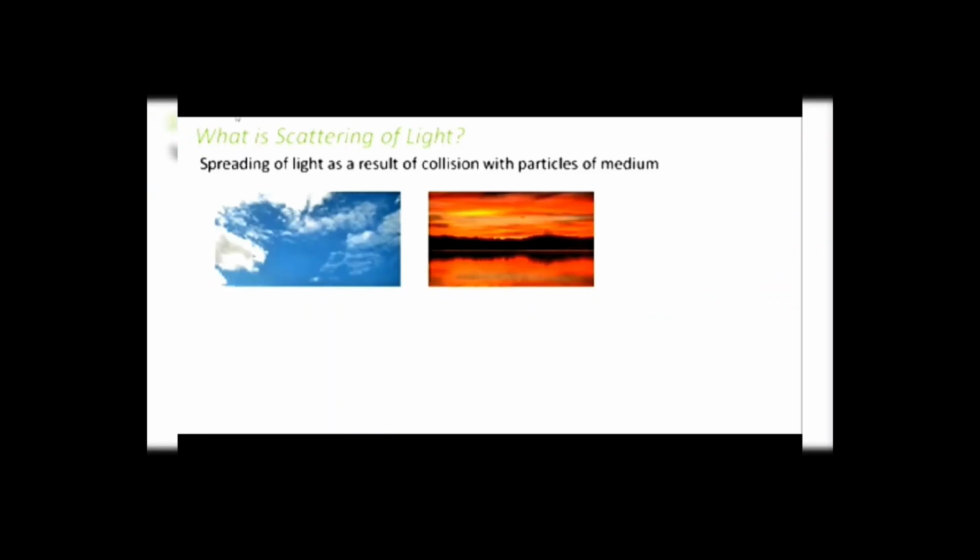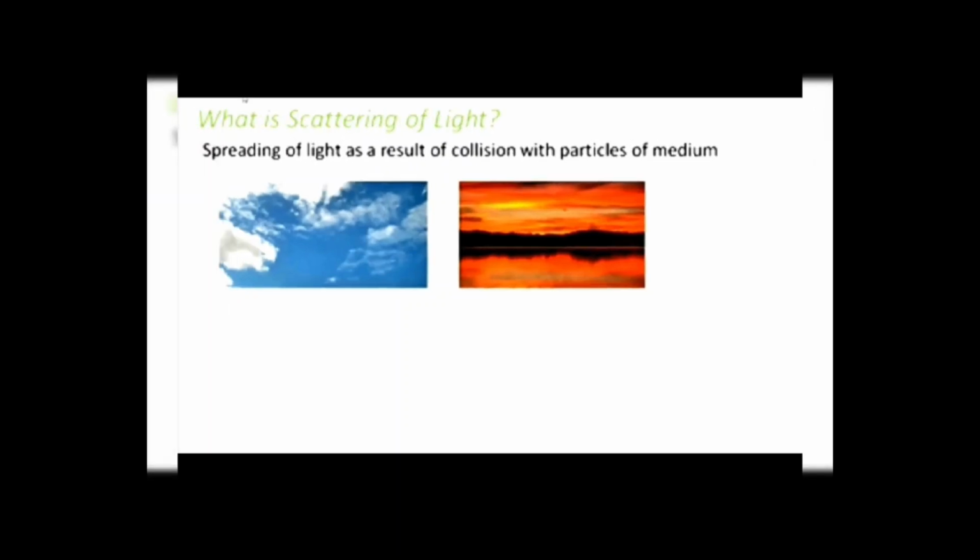Students, let's today talk about another important and interesting phenomenon shown by light, and that is known as scattering of light. So let's see what is scattering of light. It is the phenomenon of spreading of light as a result of collision with particles of medium. So scattering takes place when light collides with the particles present in a medium, and as a result light gets spread.